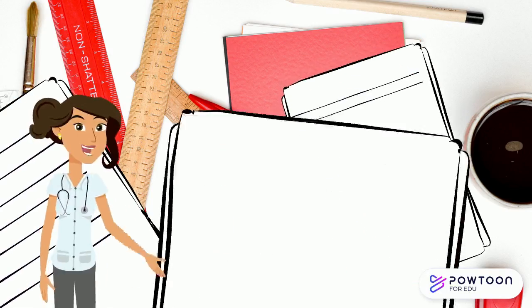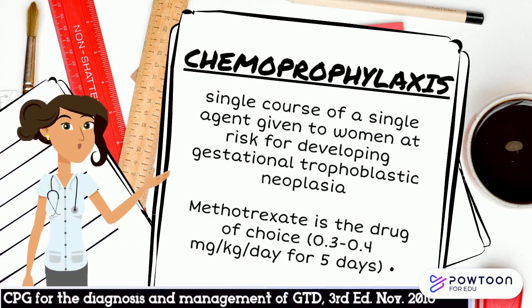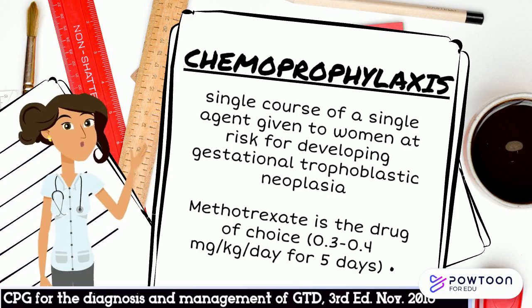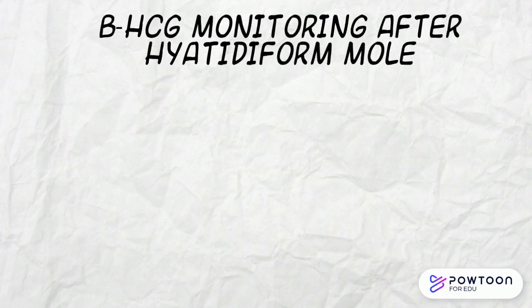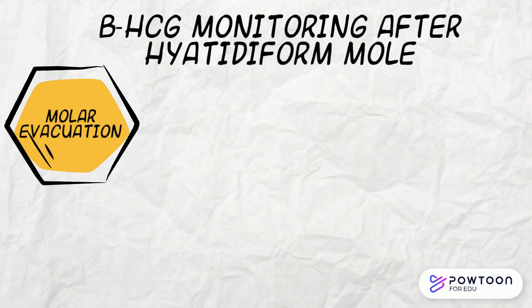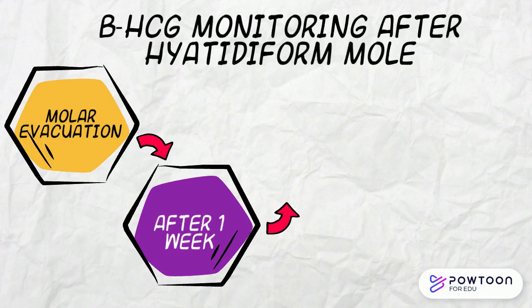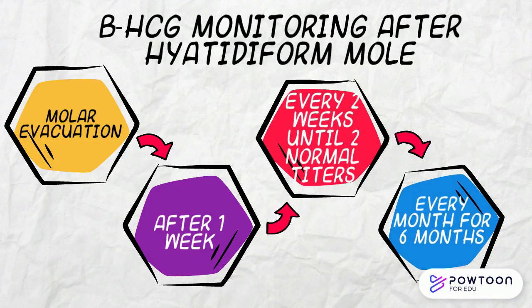Chemoprophylaxis is given as a single course of a single agent to women at risk for developing gestational trophoblastic neoplasia. Methotrexate is the drug of choice, which is administered intramuscularly. Actinomycin D may be given in the presence of hypersensitivity to methotrexate or liver toxicity. After molar evacuation, all patients must have serial beta-HCG monitoring to detect malignant degeneration. Serum beta-HCG level is measured 1 week after molar evacuation, then every 2 weeks until the level becomes normal. After 2 consecutive biweekly normal levels, it is done every month for 6 months.